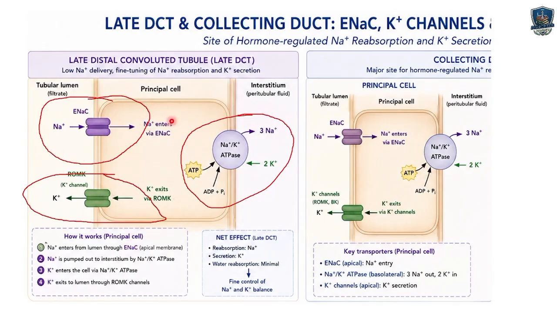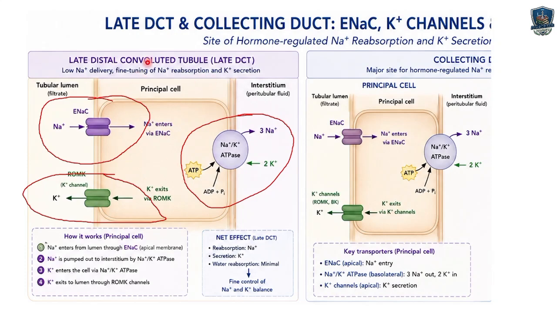And when sodium is reabsorbed, the absorbed sodium will be exchanged with potassium. There will be an increase of potassium in the principal cell, and increased potassium will promote diffusion down its concentration gradient via the potassium channel. So that's what I've explained.